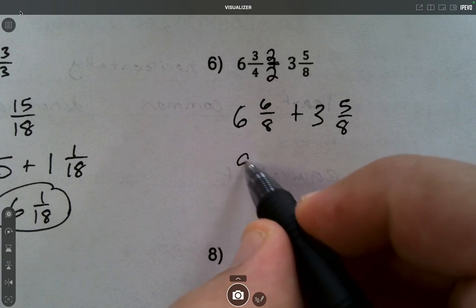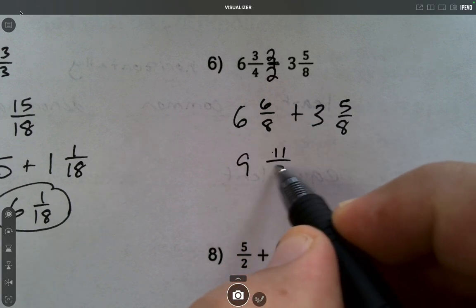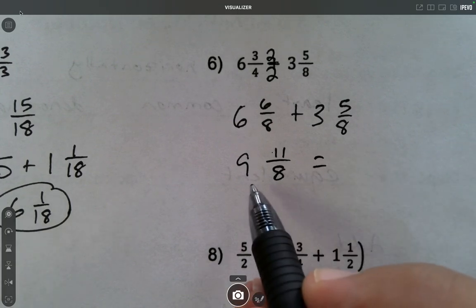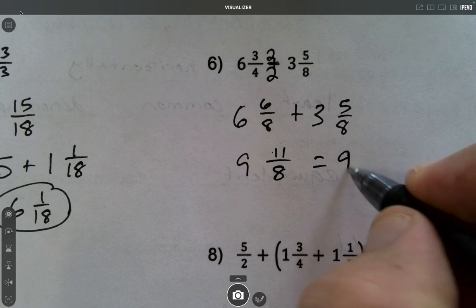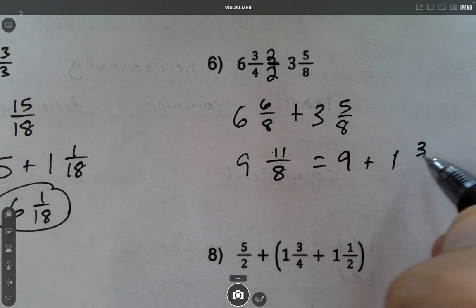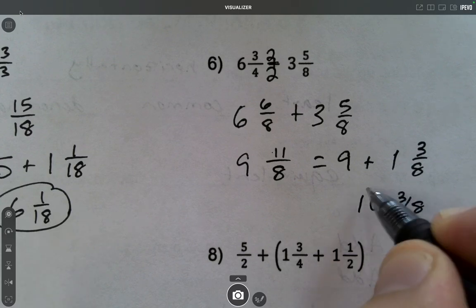6 plus 3 is 9. 6 plus 5 is 11, and we leave the denominators the same. We yet again have an improper fraction. So 8 will go into 11 one time with a remainder of 3. So we end up with 10 and 3/8.